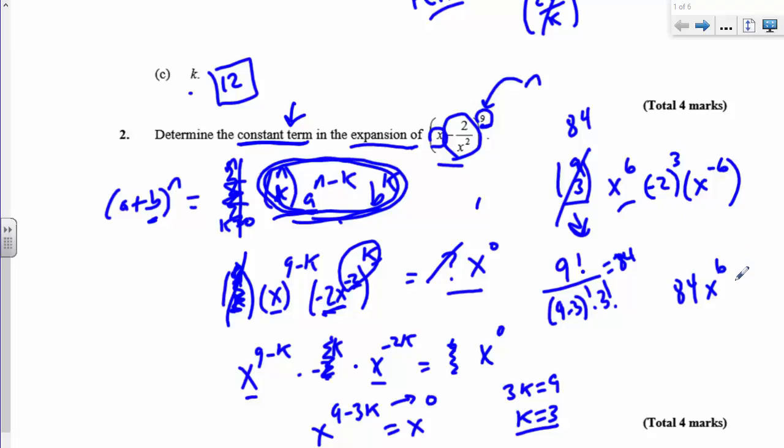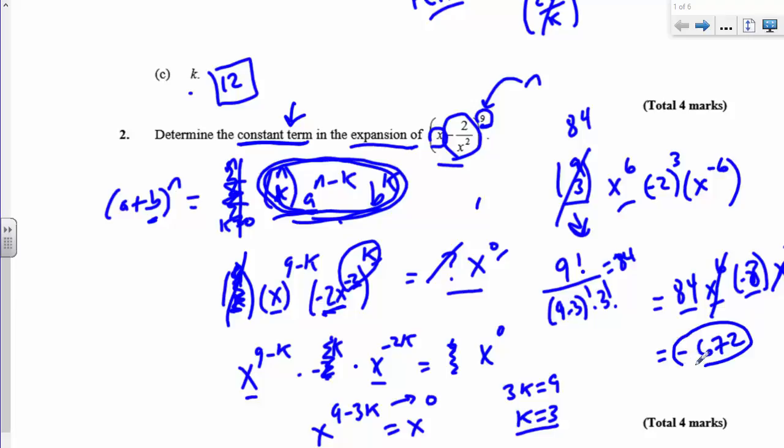Negative 2 raised to the power of 3 is in fact negative 8. So this is a negative 8 we're multiplying by. Negative 8. And then we got this right here, x to the power of negative 6. When I multiply these, I add the powers, so it's going to give me x to the power of what? 0. That's what I was expecting, which basically means this becomes 1 when you multiply these together. So the real answer is simply 84 times negative 8. This is going to yield negative 672.